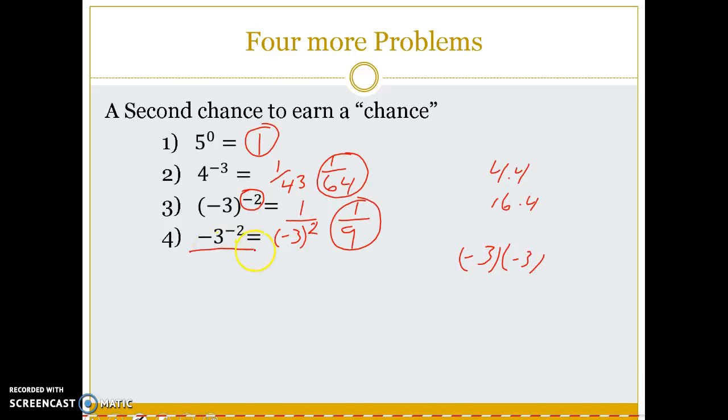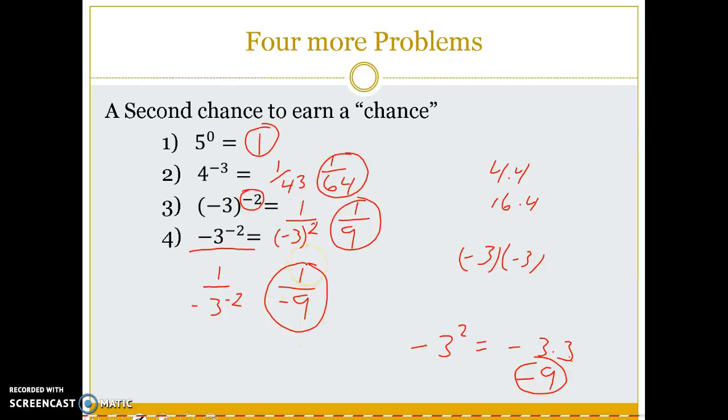Now, let's take a look at number 4. Here we have negative 3 to the negative second, but that's going to be 1 over negative 3 to the positive second. Now it's not in parentheses. And so this is the same thing as negative, and then 3 times 3. The negative is not included with the exponent. So I would take 3 times 3, which is 9, but then the negative still applies. So negative 3 without the parentheses to the second is negative 9, which means I'm still going to have the 1 on the top, but a negative 9 on the bottom. So number 4 is 1 over negative 9.